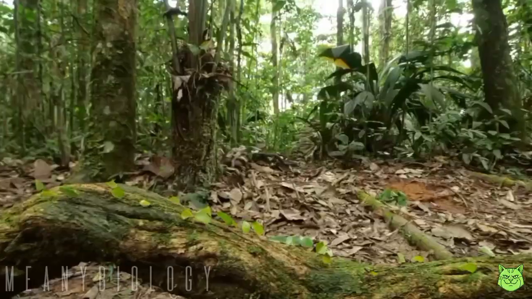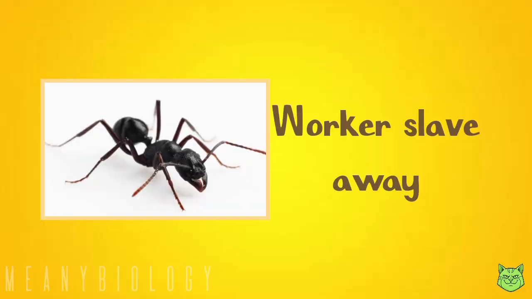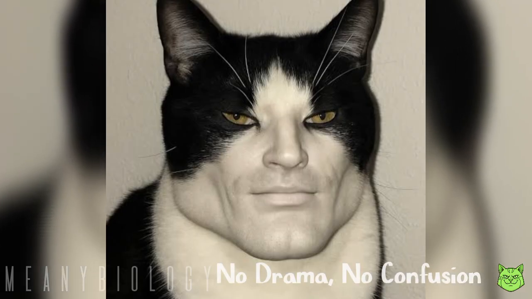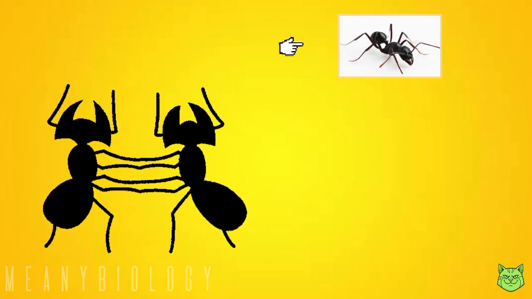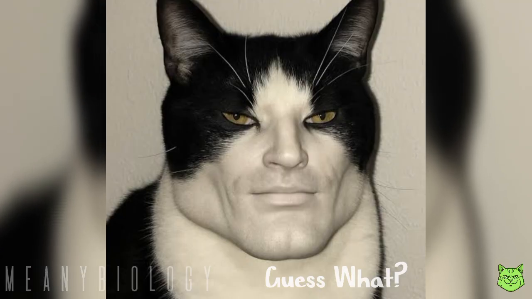In ants, social grading means every ant knows its job. The queen makes babies, workers slave away, soldiers guard the fort. No drama, no confusion. It's like nature said, you work, you protect, you sit on your royal butt. And guess what? They actually listen.